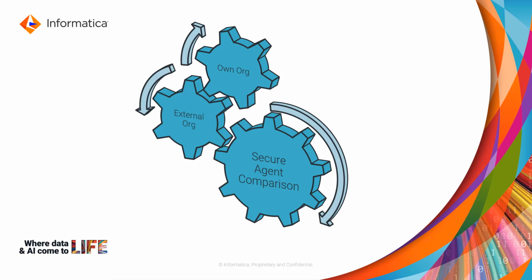The assurance service facilitates the comparison of properties between secure agents. This functionality is accessible through the maintenance page of the assurance service, and enables users to evaluate agents from within their own organization or from external organizations.